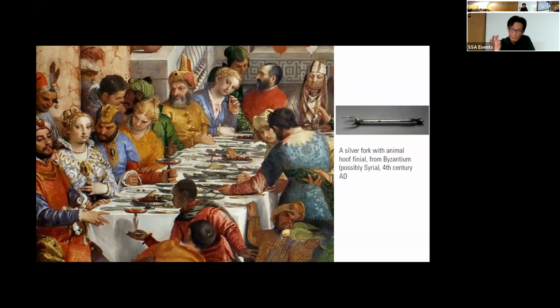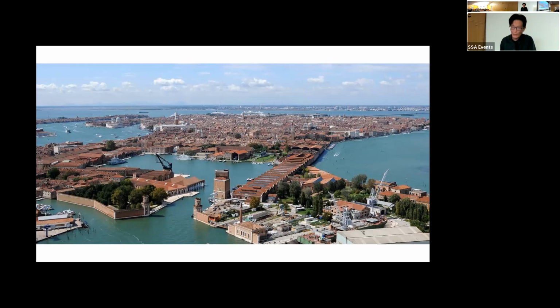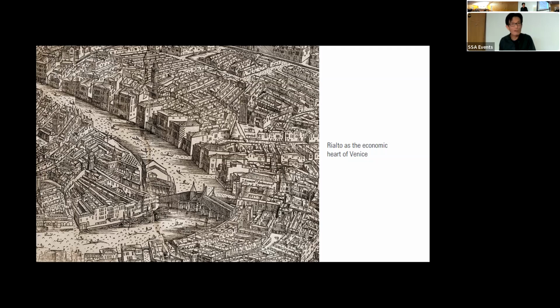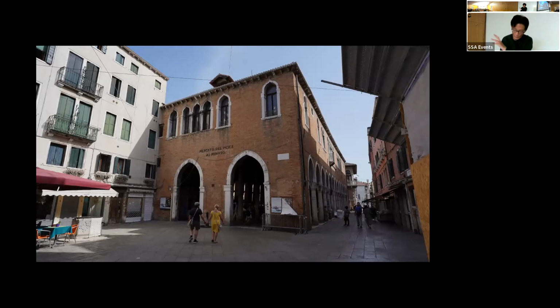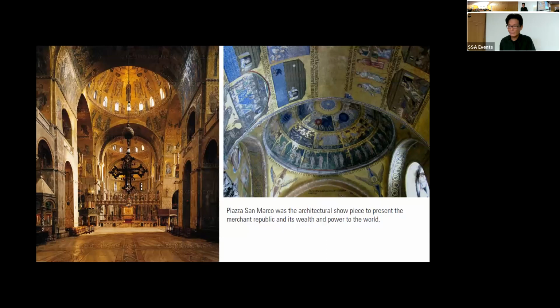So Venice, of course, was designed and built with the navy and the market in mind, and to celebrate wealth and power, of course, the political center of Piazza San Marco. You can see that today we see the Arsenale, and the Rialto Bridge area as the central marketplace. And this is the fish market, but spices at that time would have been sold here. And the celebration of their status, the wealth, and the sophistication that the Venetians were able to develop with architecture.